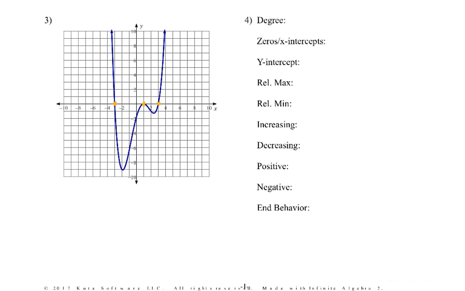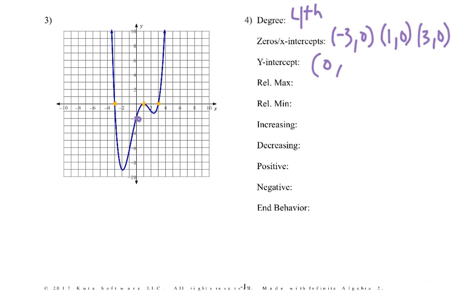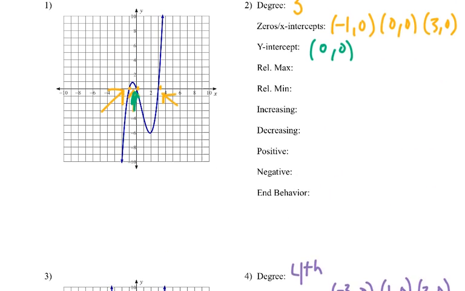Now if we get to number 3, I'm going to tell you right now, you want to say it's a third degree. It's actually a fourth degree polynomial. And our x-intercepts, they look like this. So we've got -3, 0. We've got 1, 0, and 3, 0. Now there's something interesting that happens. Oh, and y-intercept is down here at 0, -2.